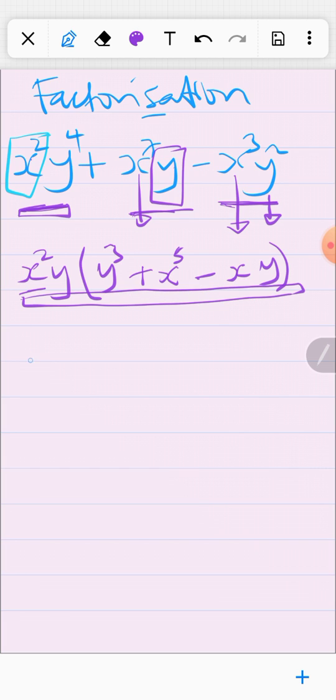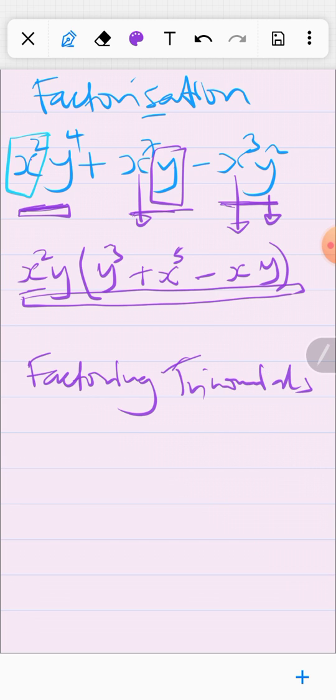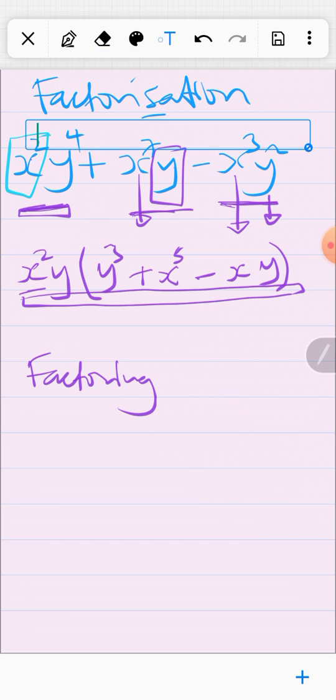Alright, so today I want us to look at factoring trinomials. Cool handwriting. That one says trinomials. You can look up the spelling. No, I'll just write it again. Trinomials.